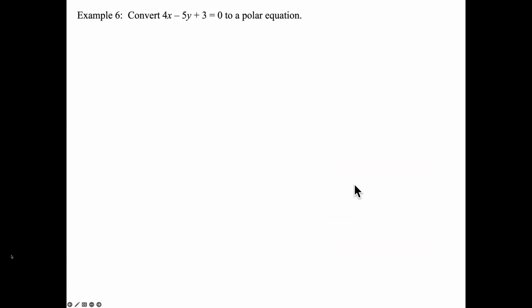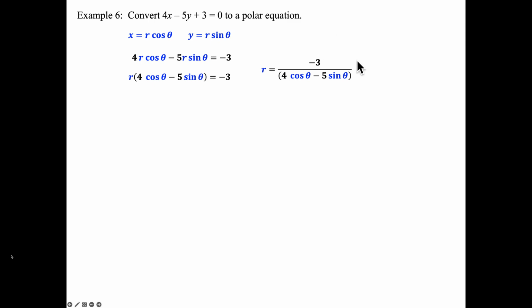All right, if we want to convert 4x minus 5y plus 3 equals 0 to a polar equation, we've got to get rid of the x and the y's. So we're going to put r cosine theta in for x, r sine theta in for y. Now, in order to have a polar equation, as you saw on my graphing calculator, when I hit the y equals button, it says r equals. So we have to solve this for r. I'm going to factor the r out of both terms, and then divide this binomial over to the negative 3, and there's my equation.